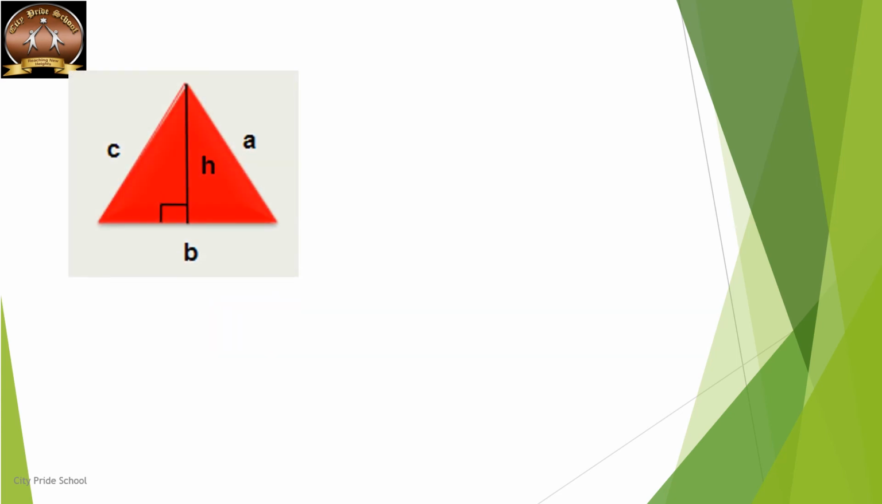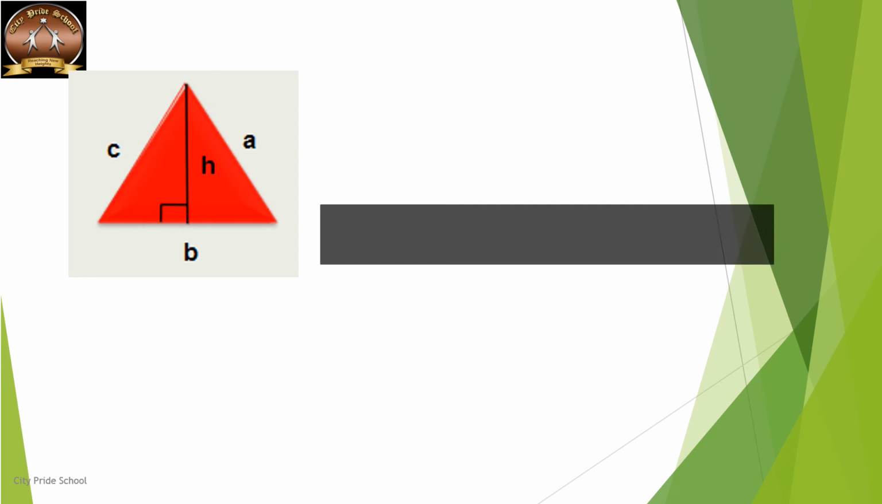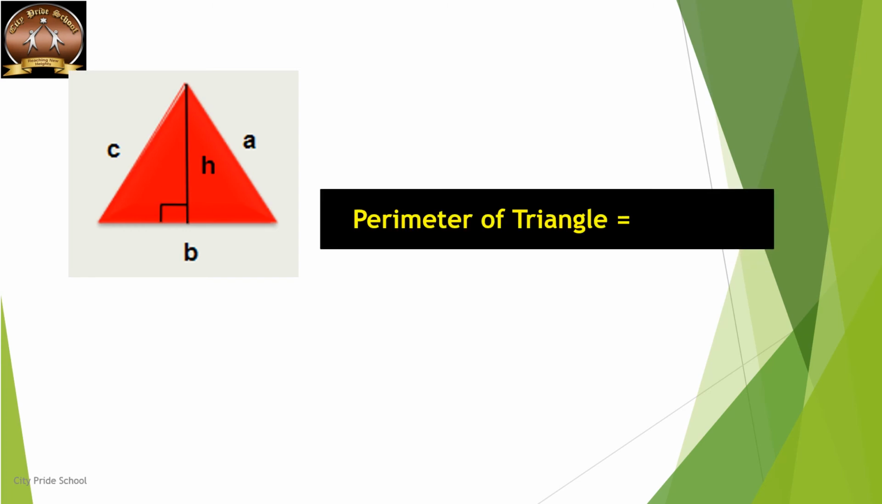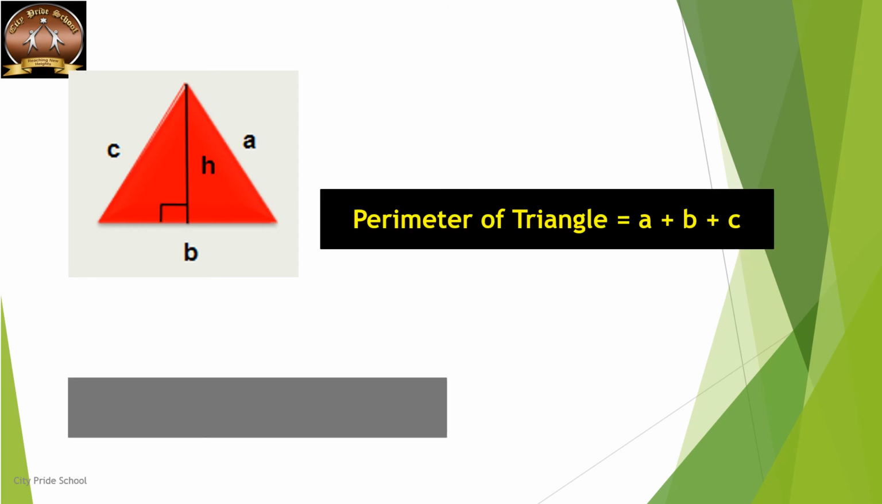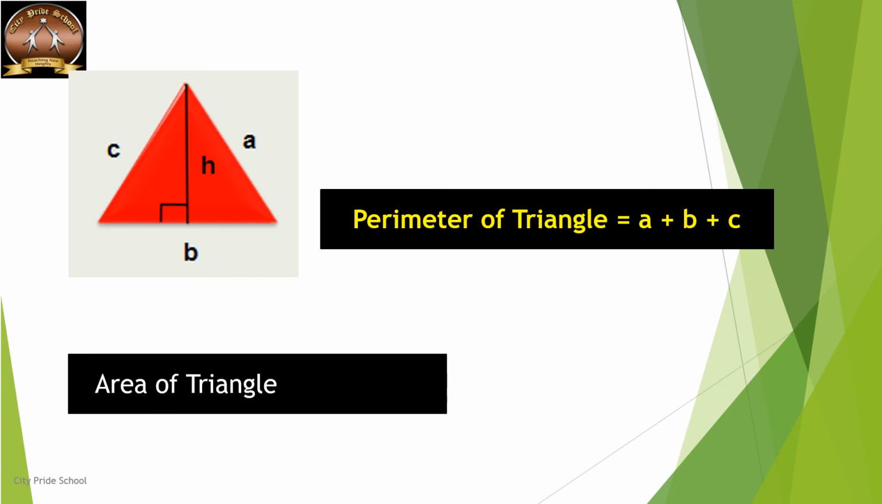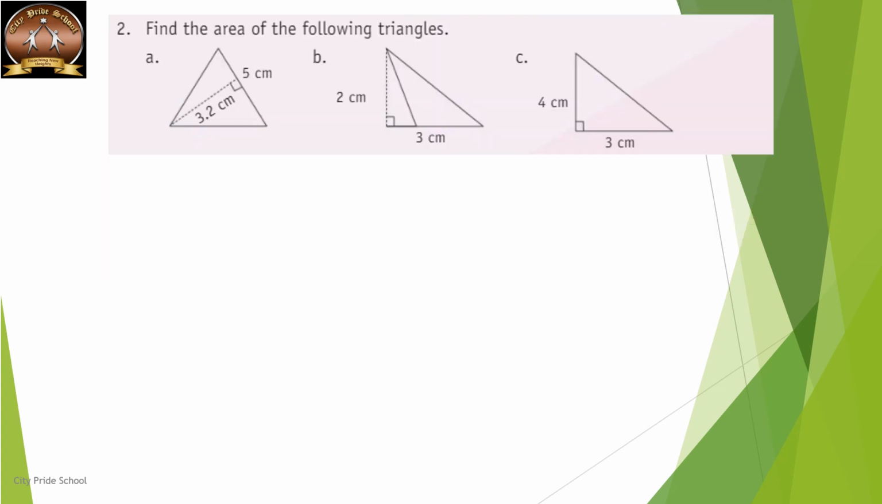Now let us look at area of a triangle. We already know that perimeter would be sum of the 3 sides, that is a plus b plus c. And what would be the area of a triangle? Half base into height, as we know it already. So just a small recall. So let us solve some problems to find area of triangle.